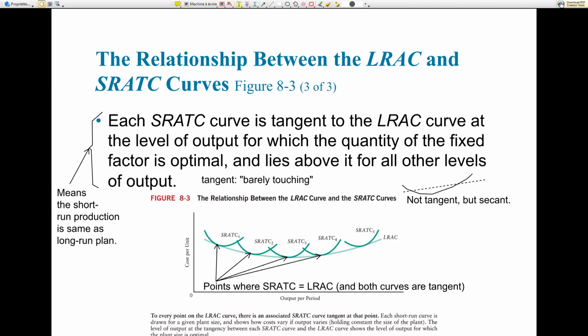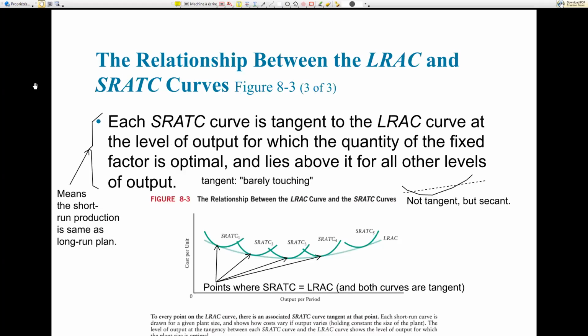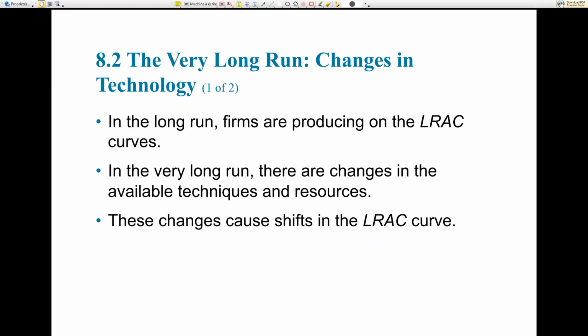All right. Very long run, changes in technology. So we say that in the long run, there's only one thing that you cannot change, which is the technology. You can adjust the number of machines, workers, but you're stuck with the same technology you have. The only way to even magically change the size of this long run average cost curve is to have different technology. So we say better technology. Yeah, changing available techniques and resources. So these shift the long run average cost curve.